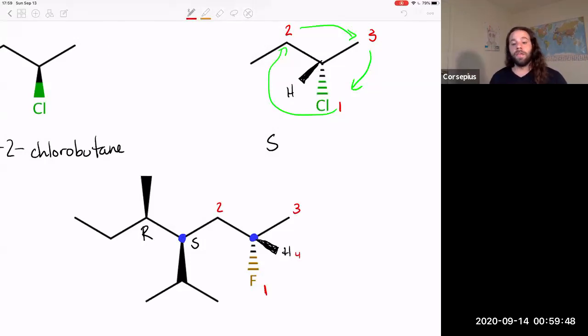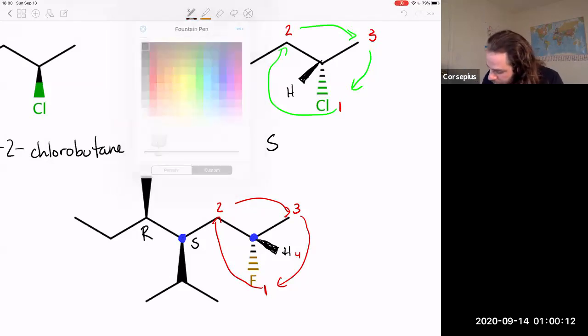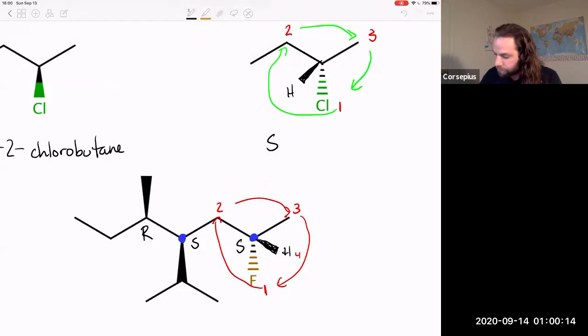But again, the easiest thing that you can do is to just flip the rules for how to assign R and S. If you have a wedge like this, meaning the hydrogen's pointing at you, then now clockwise means S and counterclockwise means R. So this goes in this clockwise fashion, but the hydrogen's pointing in the opposite direction, so that means that clockwise means S. Okay?